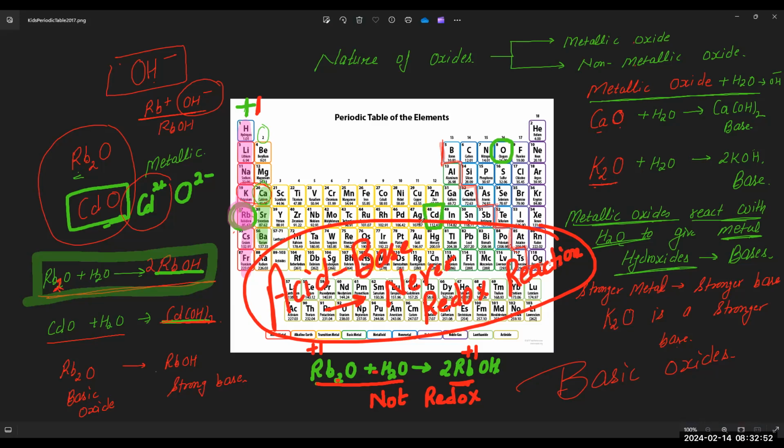Oxidation number, Azuni, is the charge per atom, not on two atoms. Azuni is saying that because there are two rubidiums, that's why she has taken +2. But my question was, what's the oxidation number? And by definition, oxidation number is the charge per atom. If two rubidiums are holding +2, then one rubidium is +1.